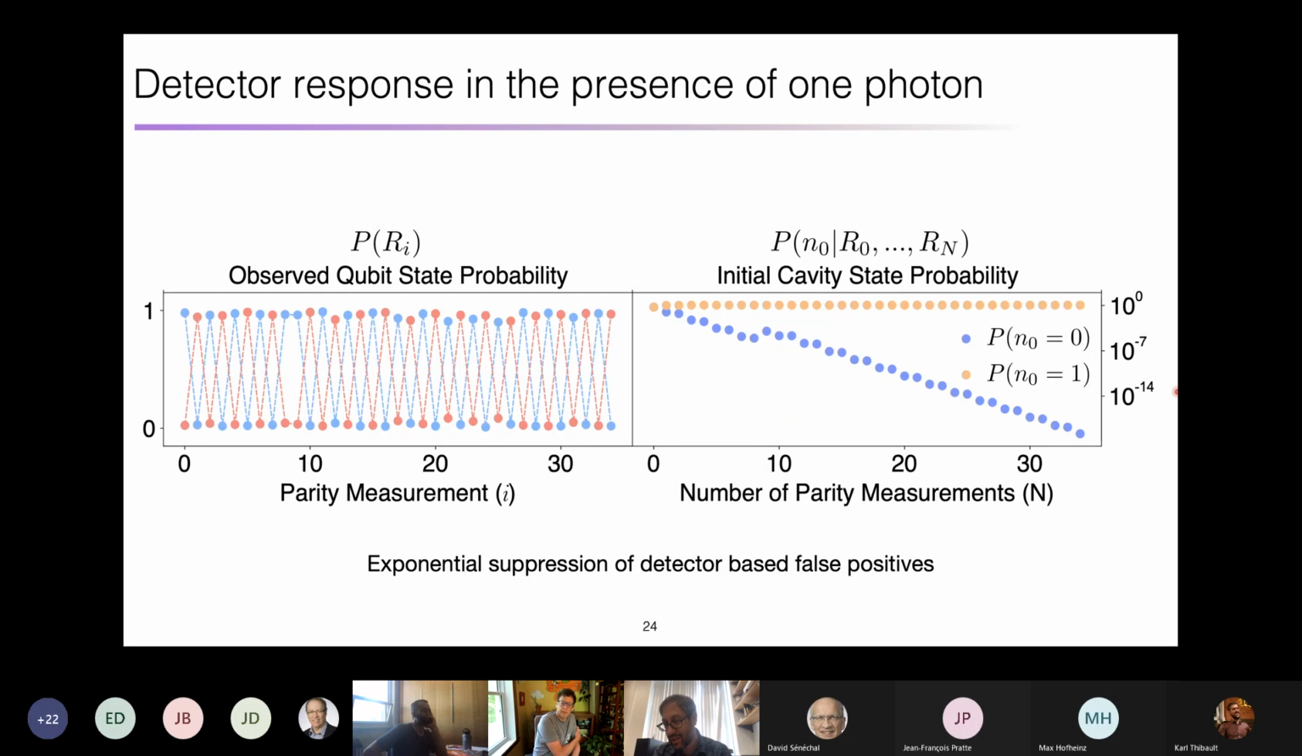But for each measurement we add, we can really start to lower it. And you can pick your threshold. So if you want 10 to the minus 14, you can do 25 measurements. If 10 to the minus 7 is good enough, then you can do 12 measurements or something like that. But it's a very good trade-off. So you do a few more measurements and you get much better suppression. And that's really the key thing to make this work.